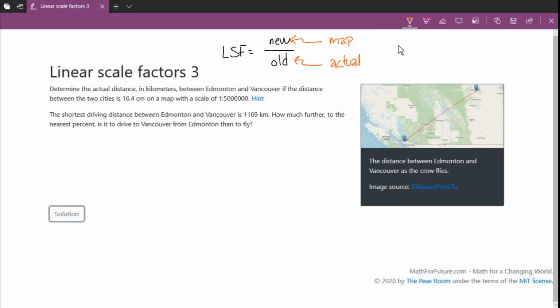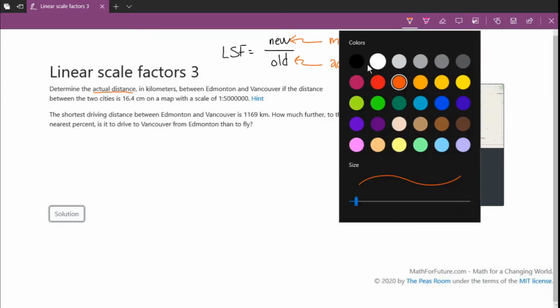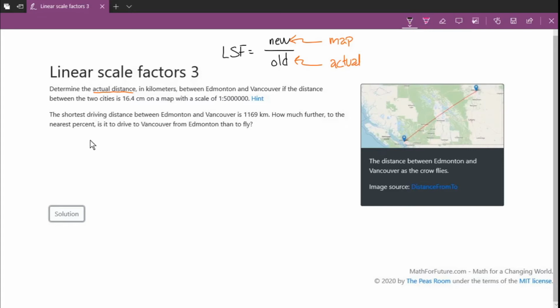To determine the actual distance, we need to plug in our linear scale factor. The linear scale factor is 1 over 5 million. Upstairs in the numerator, the new dimension, the new size on the map, is 16.4 centimeters. And then the actual distance, which we don't know, we're just going to call x, is in the denominator.